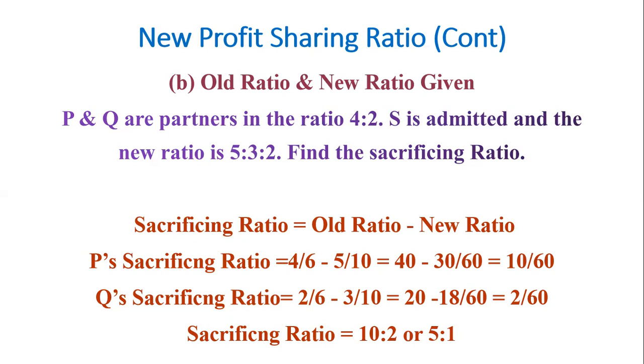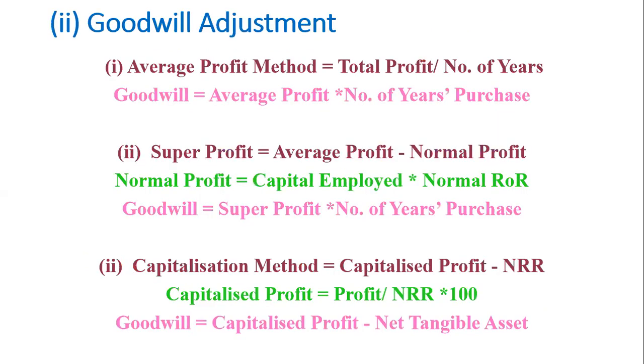So here P's sacrificing ratio is the old ratio 4 by 6 minus the new ratio 5 by 10. So 4 by 6 minus 5 by 10 will be the sacrificing ratio of P. Similarly, the sacrificing ratio of Q will be 2 by 6 minus 3 by 10, that is 2 by 60. And the sacrificing ratio here is 10 is to 2 or 5 is to 1.